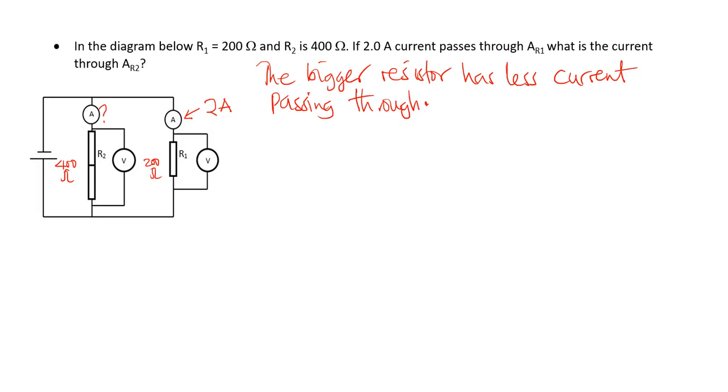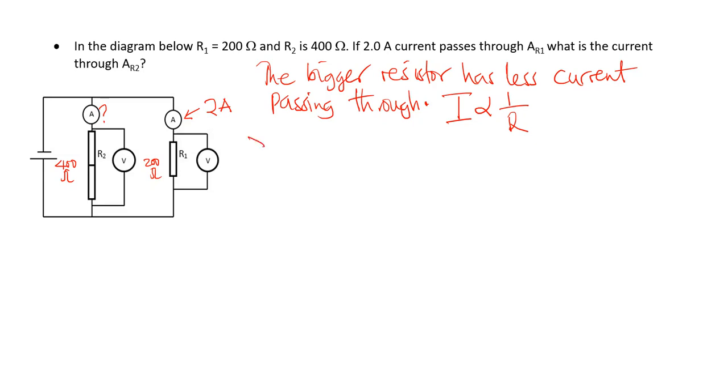So in other words, current, which is given by the symbol I, is inversely proportional to resistance, which means as resistance increases, current decreases. As the resistance decreases, current increases.